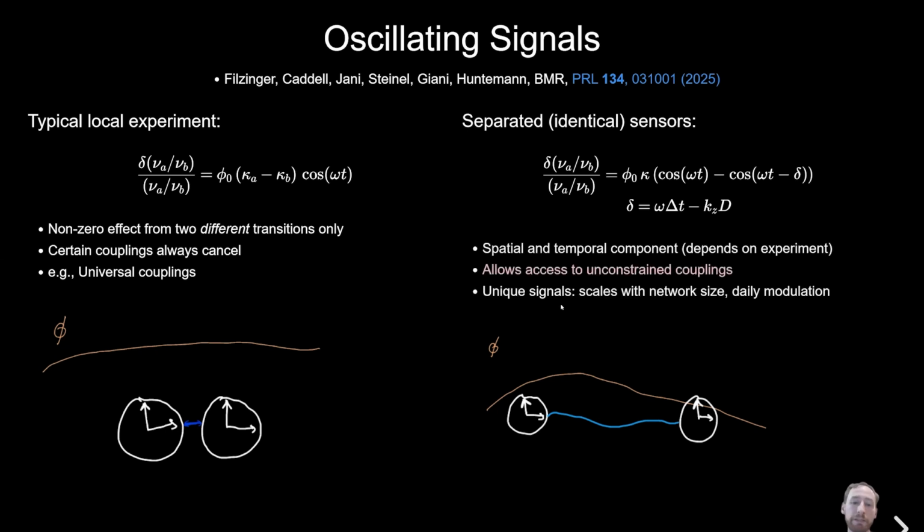And in particular, what this does is allow you to have access to new couplings that simply don't show up in the other kinds of experiments. And so one of the things is you'll get two different contributions to a signal here.